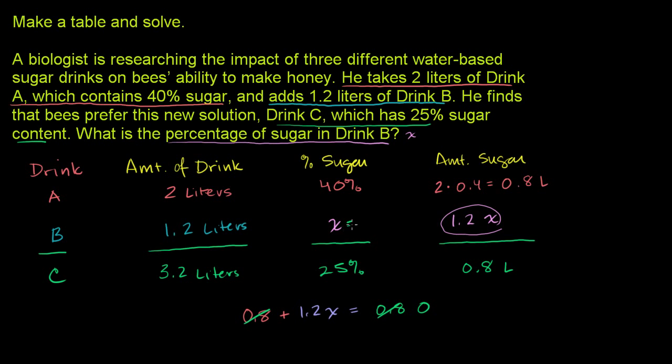So this thing right here has got to be 0. There's no sugar in drink B. It's just got to be like 1.2 liters, I guess the solution is of water. So it's 1.2 liters of water. There's no sugar in drink B. It is 0% sugar.